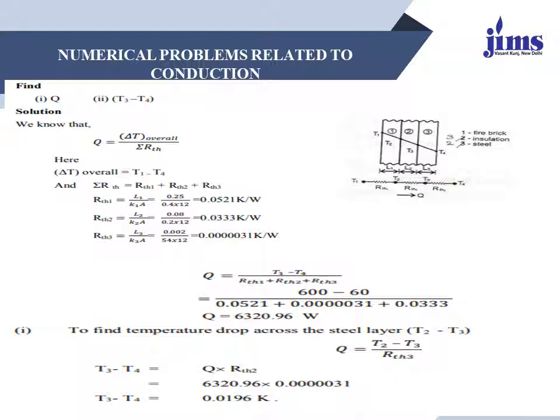Therefore the rate of heat loss Q is equal to T1 minus T4 divided by R1 plus R2 plus R3. In that case we always assume a steady state heat transfer rate. Therefore the heat loss through slab 1 should be equal to the heat loss through slab 2 and the heat loss through slab 3. These are equal, so we can say Q1 for wall 1, Q2 for wall 2, and Q3 for wall 3 are equal.